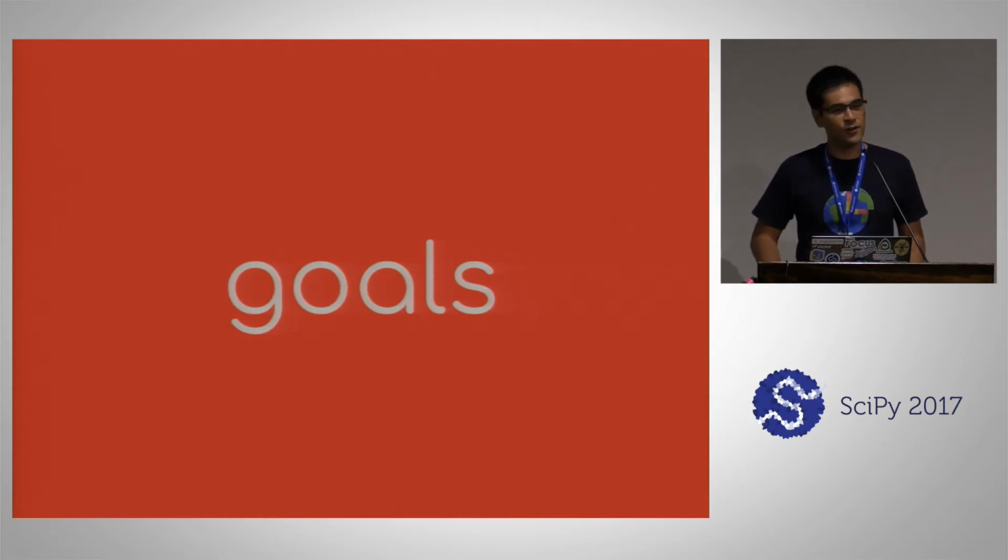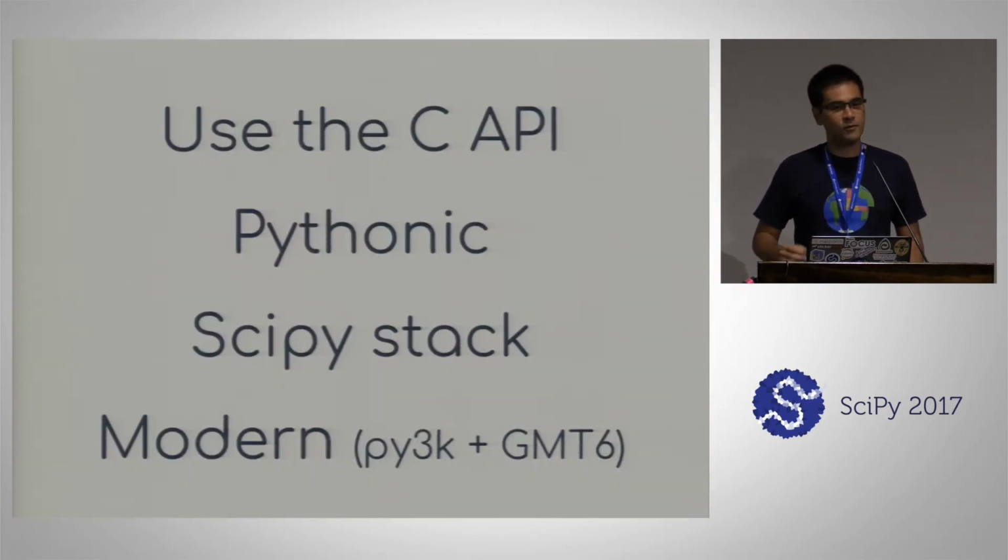So first, the goals for the project. First of all, we want to use the C API to do these wrappers. Right? No system calls, no subprocesses, and no redirections. We want the interface to be Pythonic, so the library looks and feels like it's Python. We don't want it to look like you're writing command line programs in Python.